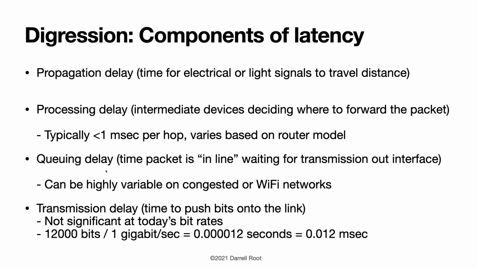Then you have transmission delay. Transmission delay is the time it actually takes to push the bits onto the link. However, transmission delay is not significant at today's bit rates. So if you have a 1500 byte packet, that's 12,000 bits, and if the network connection is 1 gigabit per second, then that is less than 1/100th of a millisecond.